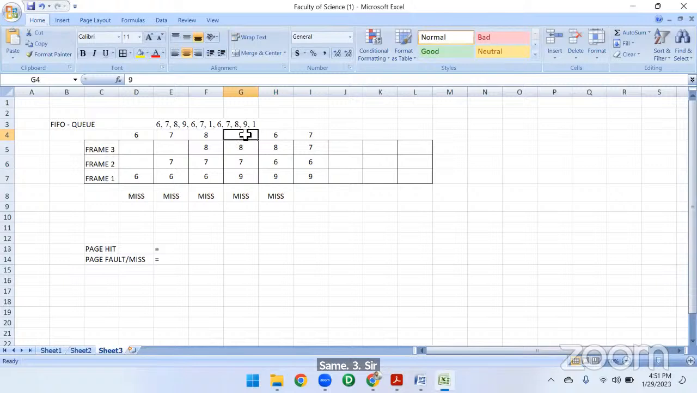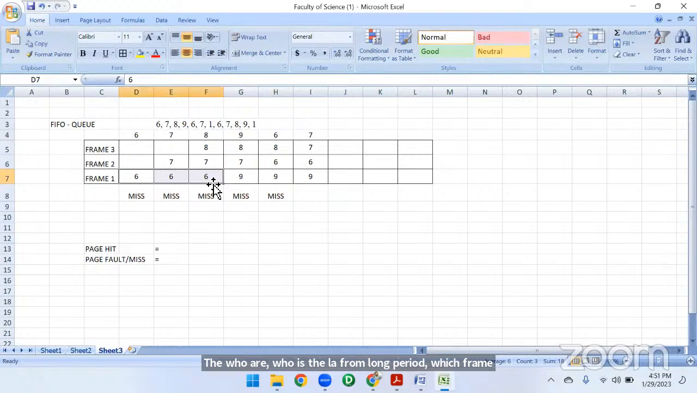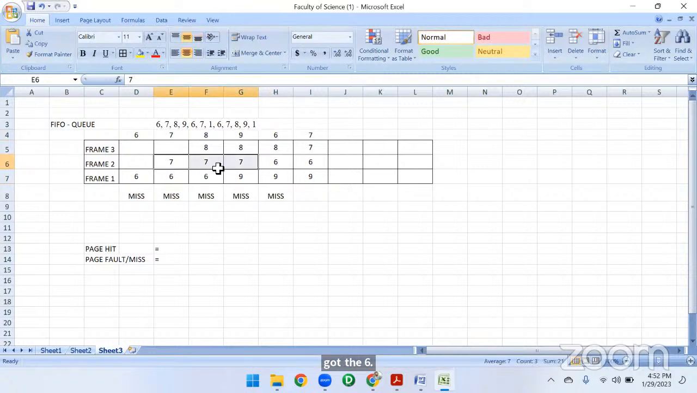Frame 3 here. Okay. Whenever a 9 comes into the frame, into the memory, what happens? The page which has been present in memory for the longest period is going to be replaced. That is the main thing you have to understand and remember. So what happens here? 6 is replaced, because 6 is present from the long period. So it has been replaced with the 9, right? Again I got the 6. When I got the 6, 7 is replaced, because 7 is present from the long period. So 7 has been replaced with the 6.